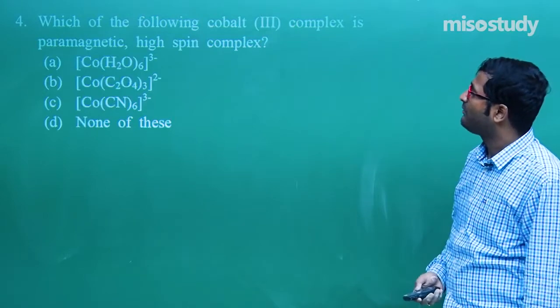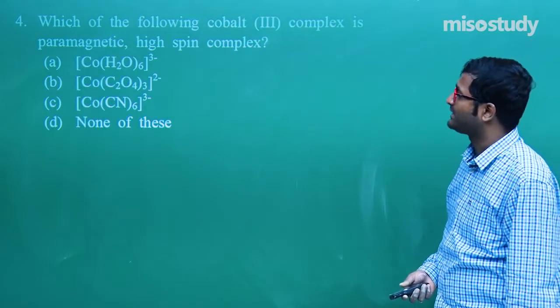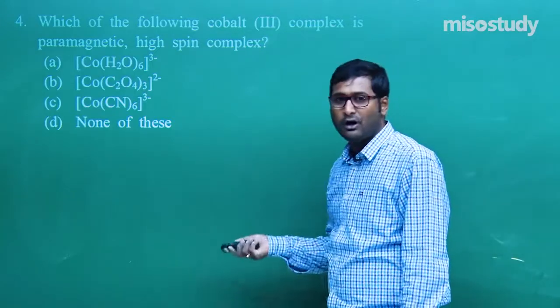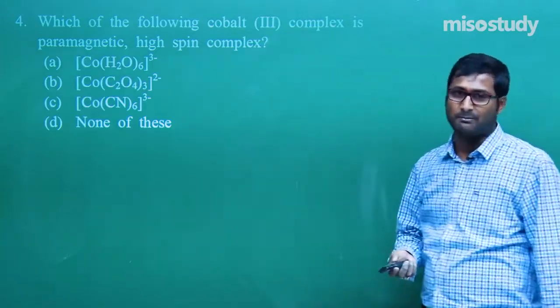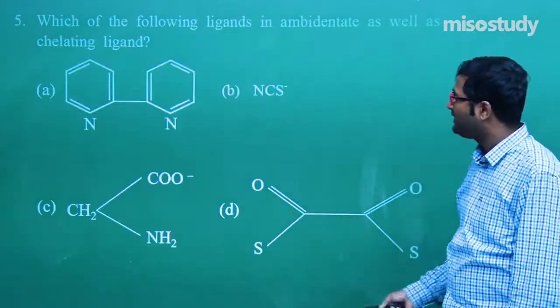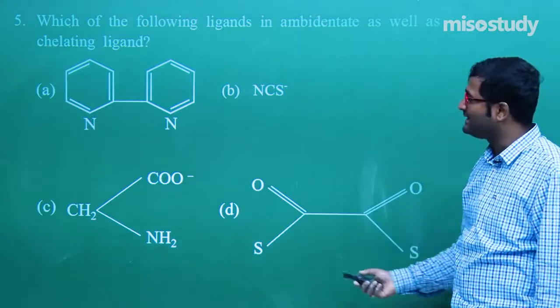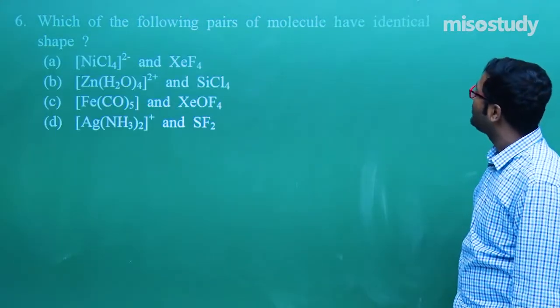Now let's move to question number 4. Which of the following cobalt complex is paramagnetic high spin complex? As I told you, all are diamagnetic and low spin complexes. So for this question, D is the correct option. Question number 5. This one forms ambidentate as well as chelating ligand. D is the option.